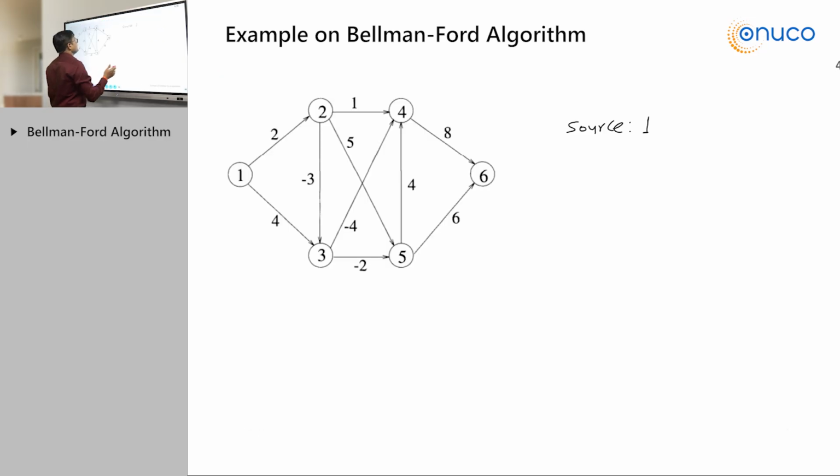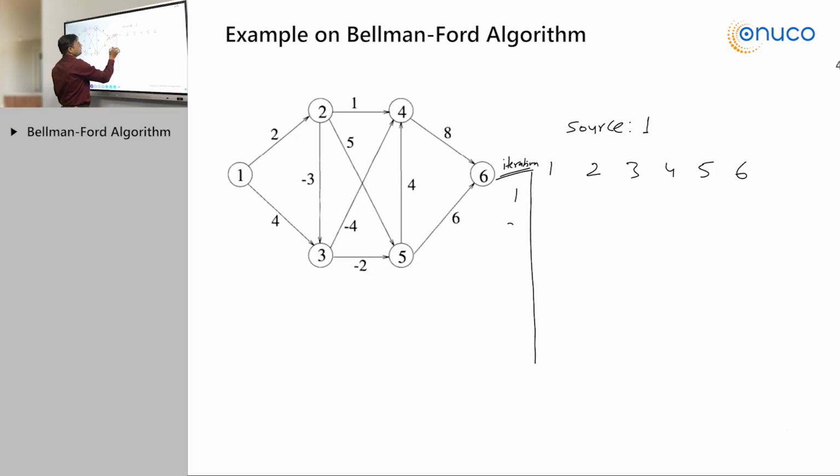So let us see that. I will give you the pictorial representation as well. 1, 2, 3, 4, 5, 6. There are 6 vertices. I have written 6 vertices. Here we are going to write the number of iterations. This is basically the number of iterations.